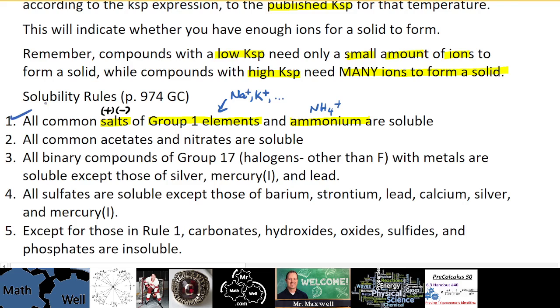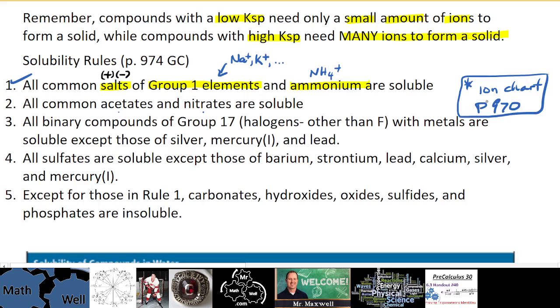That's number 1. Number 2, all common acetates and nitrates are soluble. Do you still have that periodic table that I gave you? On the back, you should find acetate and you should find nitrate. So in your notes right now, look up acetate and nitrate and fill that in. Make sure you have that paper. It's extremely important that you have that paper that I handed out to you. Page 970 in your textbook is where you find that ion chart.